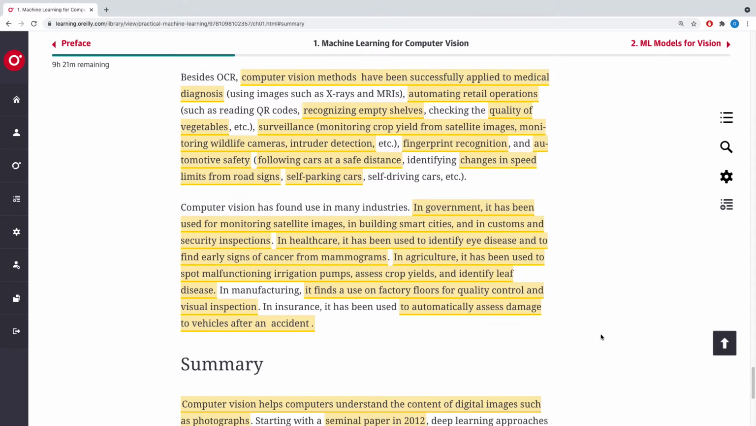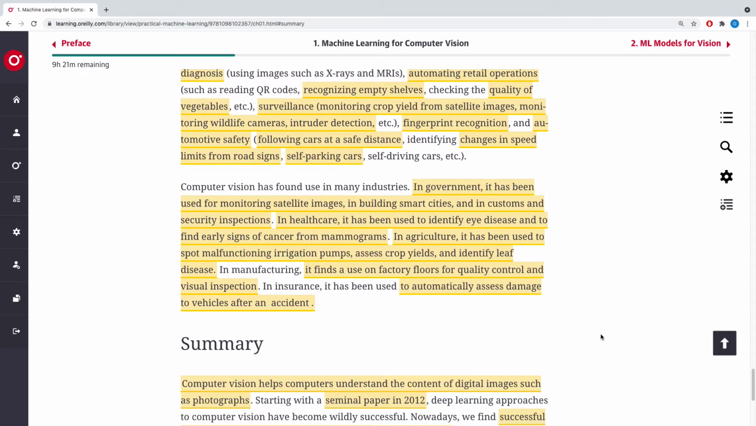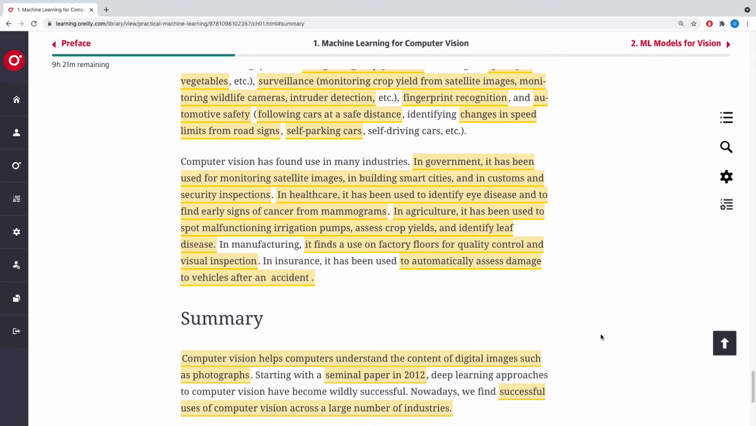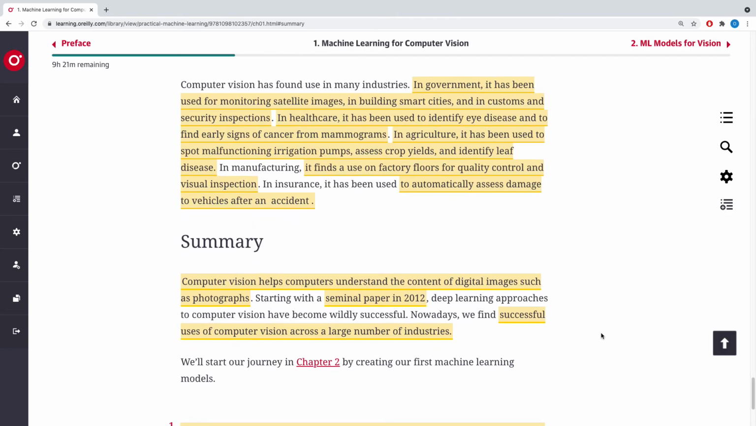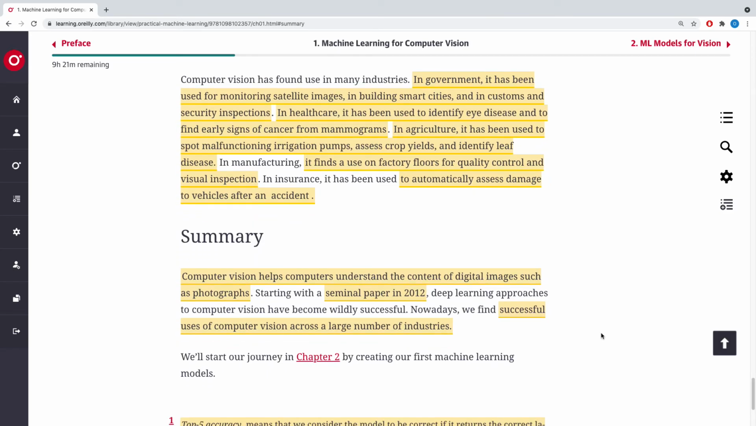In agriculture, it can be used to spot malfunctioning irrigation pumps on the fields, to assess the yield of the crop, and to identify any disease. I have a collaborator that published a paper on identifying cassava leaf diseases. It could also be used on factory floors in manufacturing for quality control, visual inspections, and also to assess damage to a vehicle for insurance purposes.